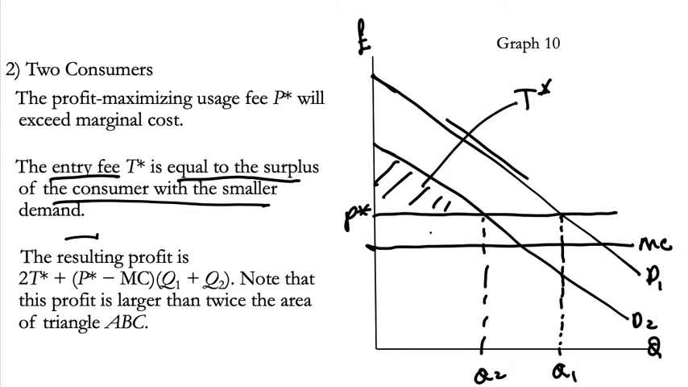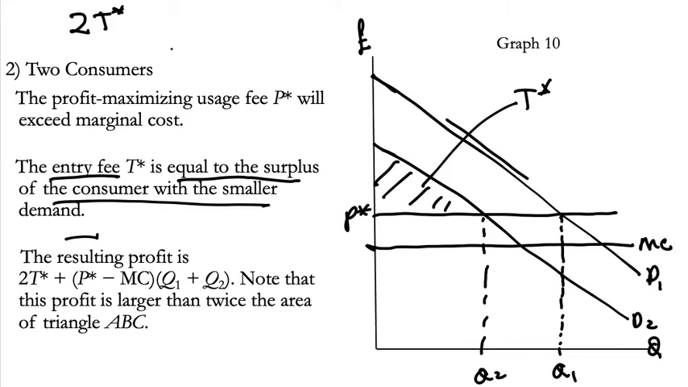Because if you choose the biggest demand, then the other consumer won't be able to be a member. Okay. Now, how to calculate the profit? T star is charged for all of them. So we have all of them equivalent to 2 consumers. So the profit from entry fee is 2 times T star, isn't it?